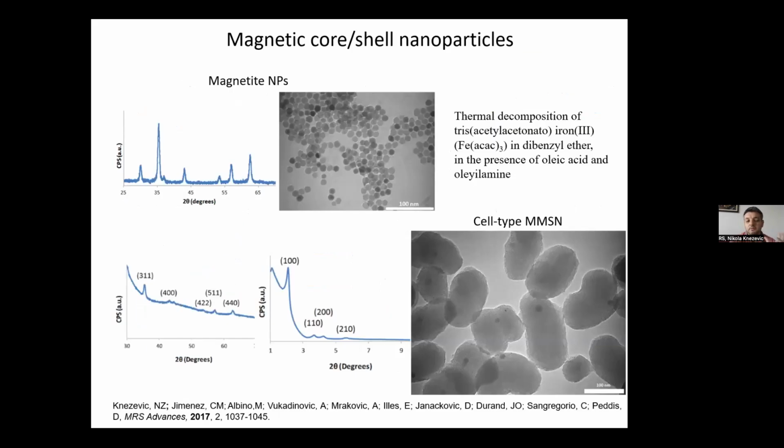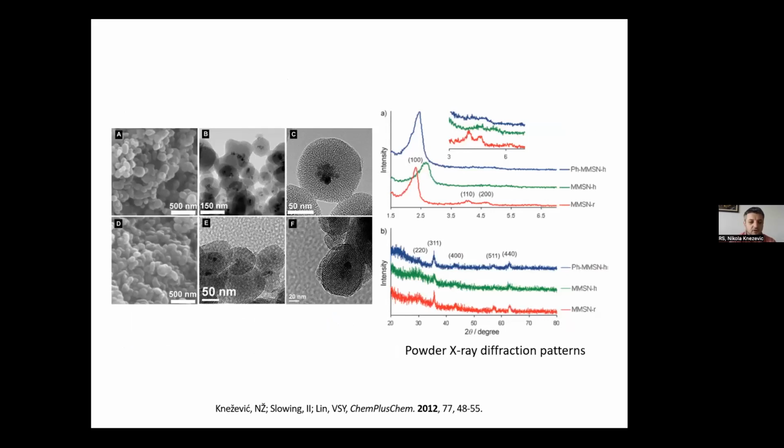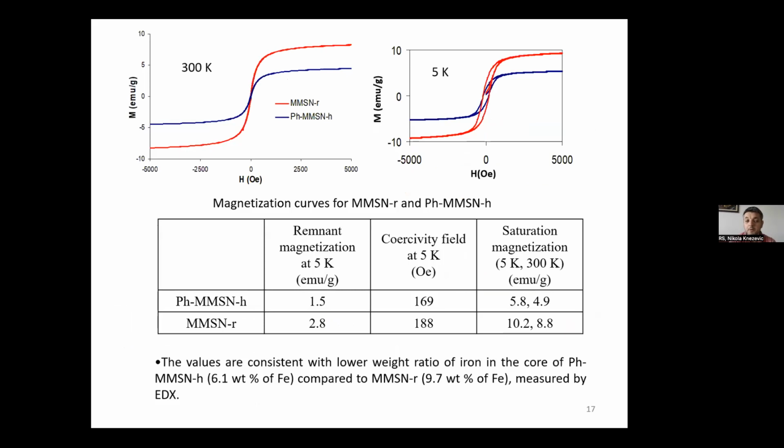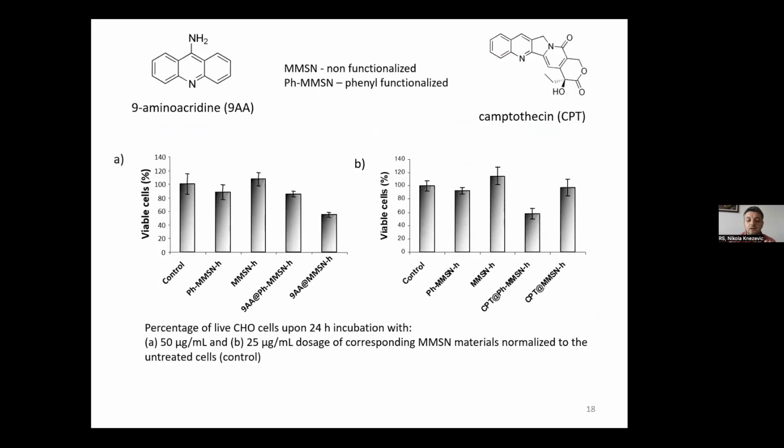So we also worked with magnetic core-shell nanoparticles, and you can see some nice magnetic nanoparticles there. I call them cell-type magnetic MSNs, because they look like cells. Because they are superparamagnetic, you see in each particle there is one SPION, and they look like nuclei within these cells. But there can be different structures to these materials, and typically they are still superparamagnetic after embedding in MSNs.